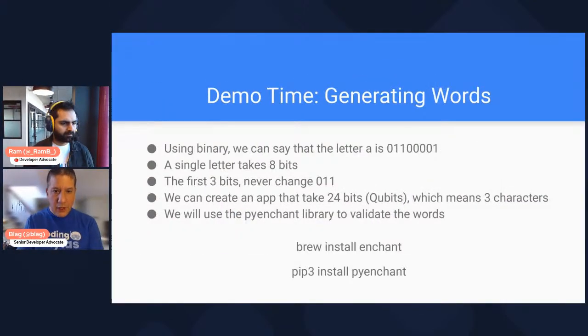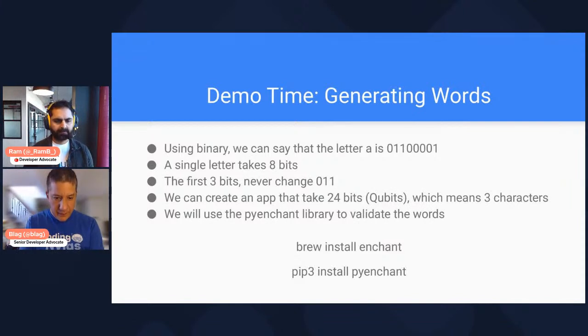Then, let's jump to the second example, which is generating words. Using binary, we can say that the letter A is going to be equal to 0, 1, 1, 0, 0, 0, 0, 1. So a single letter takes 8 bits, although the first three never change. They always remain the same. So we can create an application that takes up to 24 qubits or bits, which means 3 characters. And then we can use the PyEnchant library to validate the words. So basically, we're going to create words with 3 letters, and we're going to check that they are actually real words.